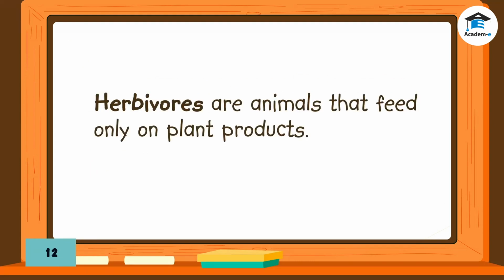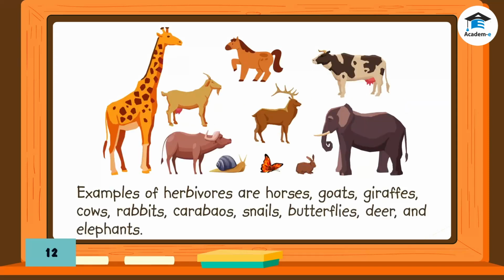Herbivores are animals that feed only on plant products. They use their flat teeth to chew their food. Examples of herbivores are horses, goats, giraffes, cows, rabbits, carabaos, snails, butterflies, deer, and elephants.